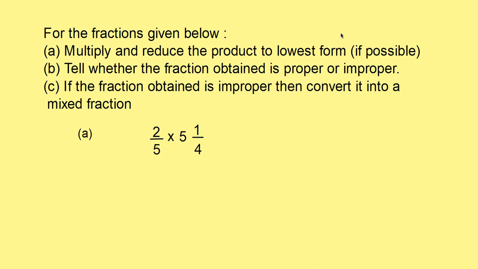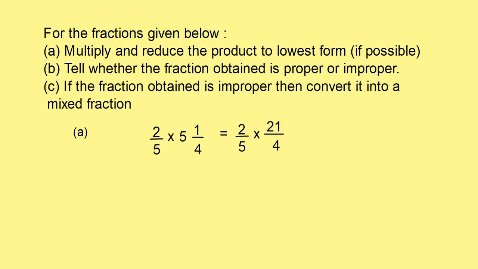Here is question number 3. For the fractions given below, multiply and reduce the product to the lowest form. How do you multiply 2 by 5 into 5 1 by 4? First change 5 1 by 4 into an improper fraction. That is, it is equal to 2 by 5 into 5 fours are 20 plus 1, 21 by 4.